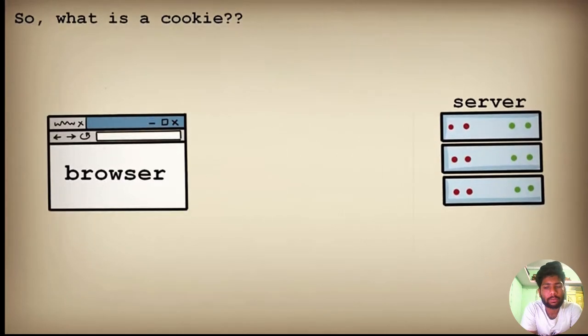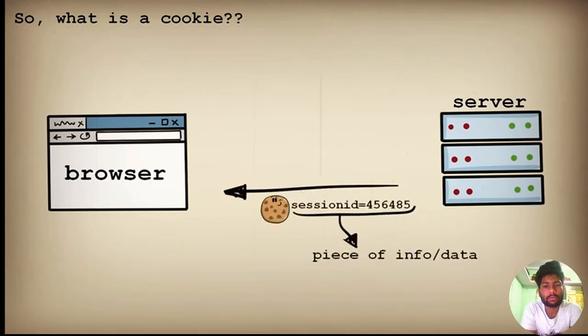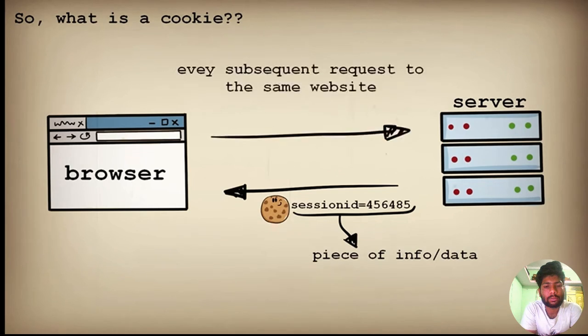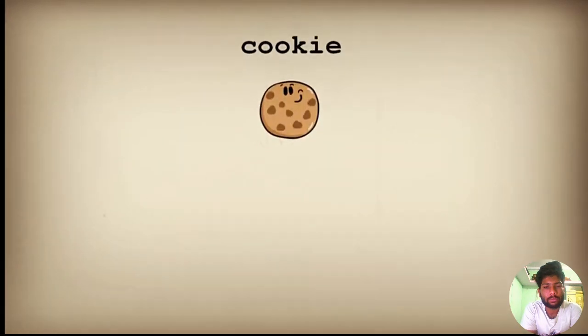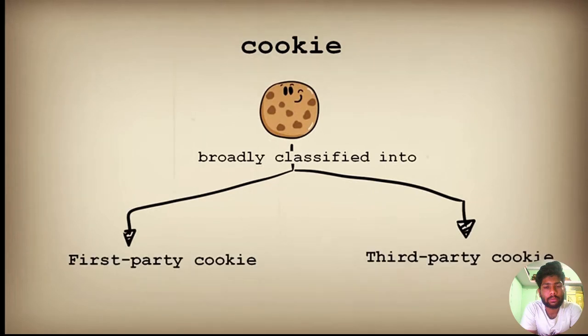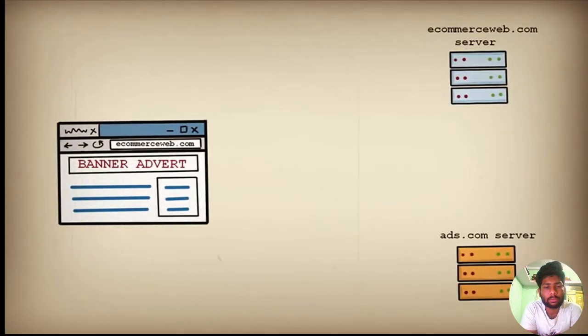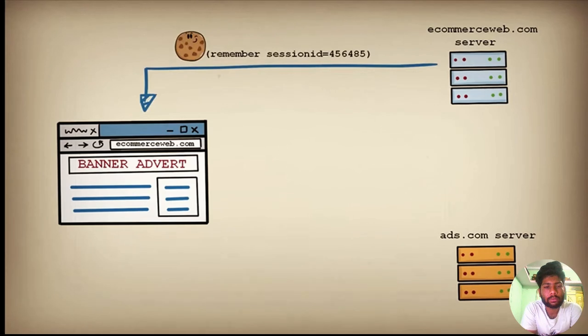So defining what a cookie is would make more sense now. So cookies are basically small pieces of information or data that a website or web server sends to your browser via the set cookie header, so it can be stored in your computer's hard disk. And the next time you make a request on the same website, your browser sends the cookie via the cookie header along with the request so the website can identify you. Cookies can be broadly classified as first-party and third-party cookies. In the previous example, session ID 456485 was set by ecommerceweb.com for John.